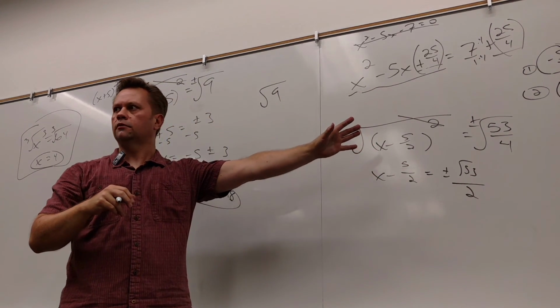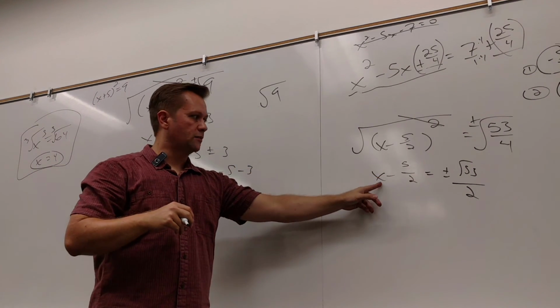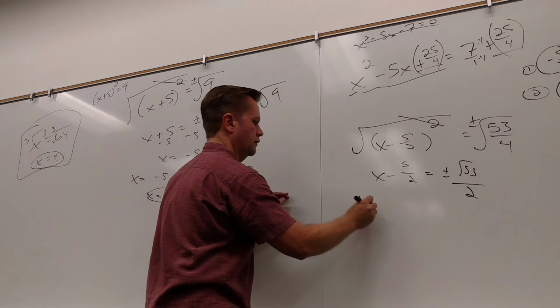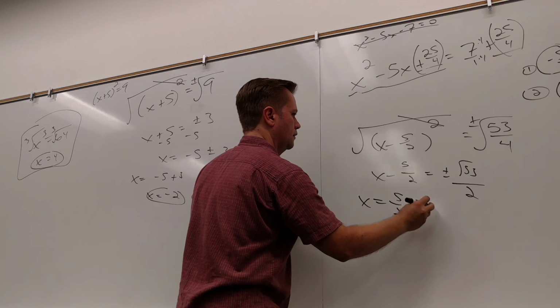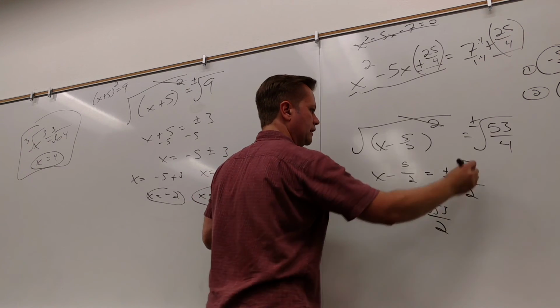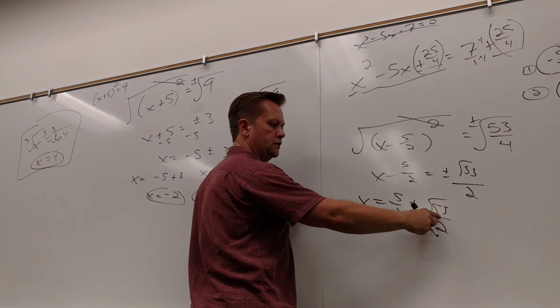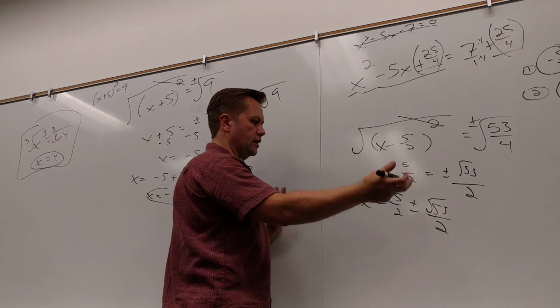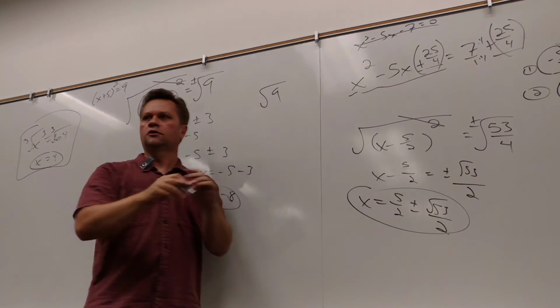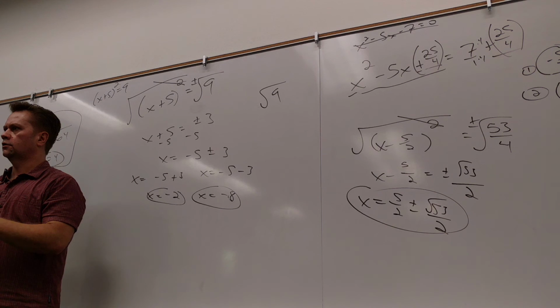So one last step. Why is the x not by itself? Add 5/2. So I get x equals 5/2 plus or minus the square root of 53 over 2. It's almost nice when this is ugly, because can I put those together? No. Not really. They're not like terms. So they stay like that.